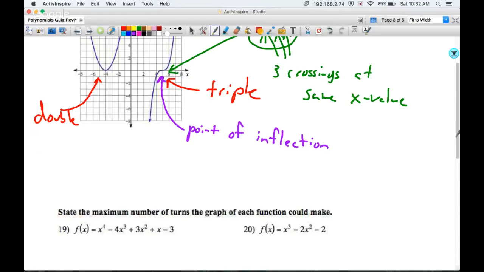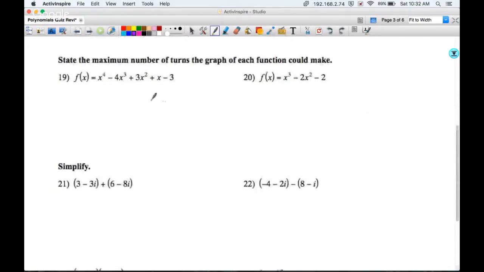Inflection. State the maximum number of turns. This one is going to be 3. This one's going to be 2. It's always 1 less than this number here. So 4 minus 1 equals 3, and 3 minus 1 equals 2.